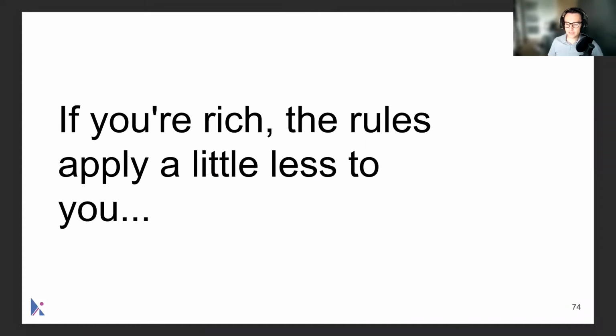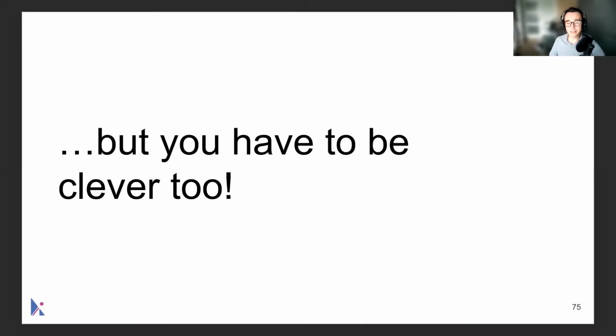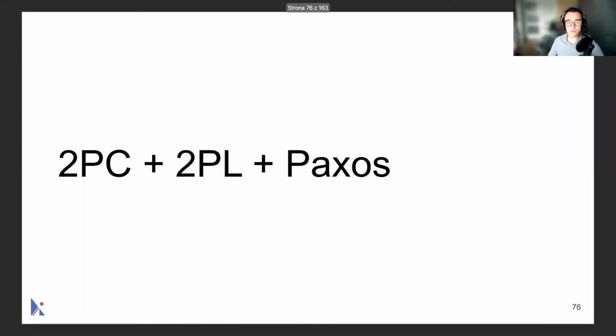Well, one answer for that could be that if you're rich, the rules apply a little less to you. And of course, big enterprises like Google are excellent at throwing more money at problems. But it's not only this, because Google has years of experience in SRE and building reliable networks, so they are able to mitigate some of the common issues. But still, being rich and experienced is not enough. You also have to be quite clever about what you're doing. And Spanner is full of really smart solutions.